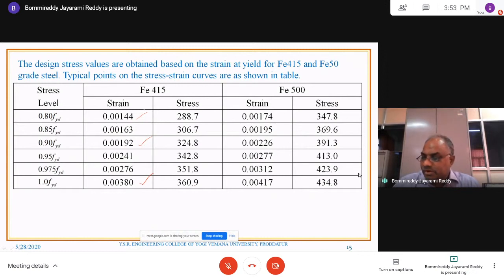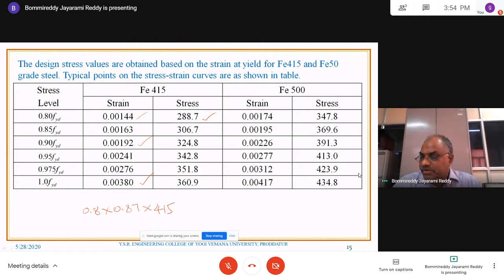So this is how the strain values are computed for Fe415. What is the corresponding stress? 288.7. How did you get this value? That level of stress is 0.8 times FYD. What is FYD? It is 0.87 times 415. If you multiply this, you will get 288.7. So you will know the stress value and also the strain value.